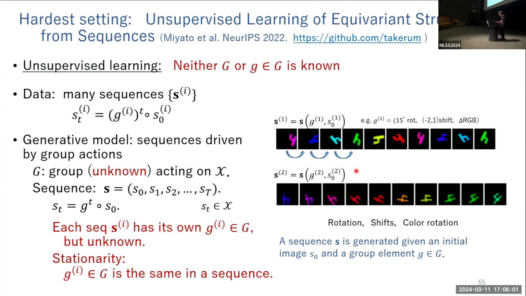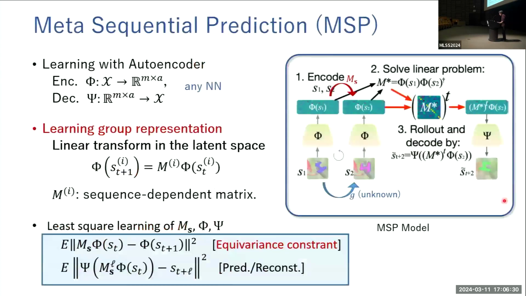But some hidden element g is applied successively to the starting image and makes this sequence. And for another sequence, another starting image and another group element are taken. We don't know that, but another sequence is given in this way. And we have a bunch of such sequences and want to extract some information. How can we do that?